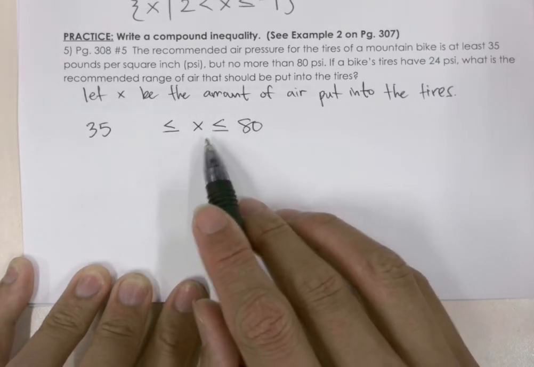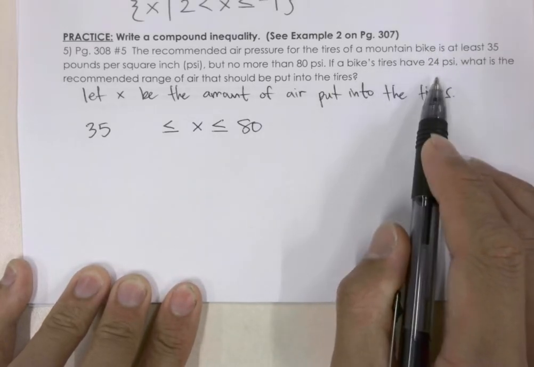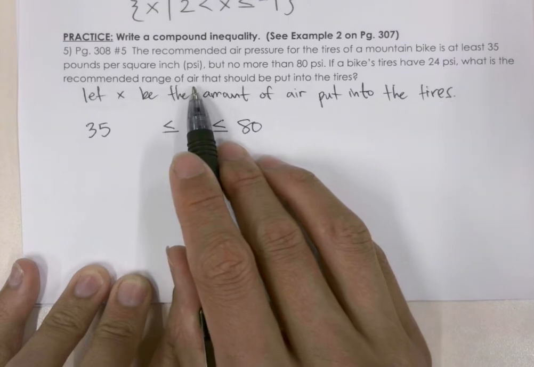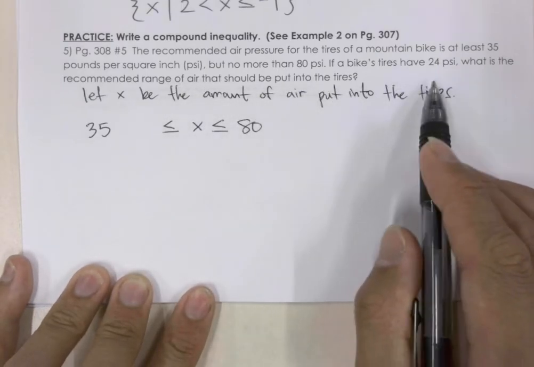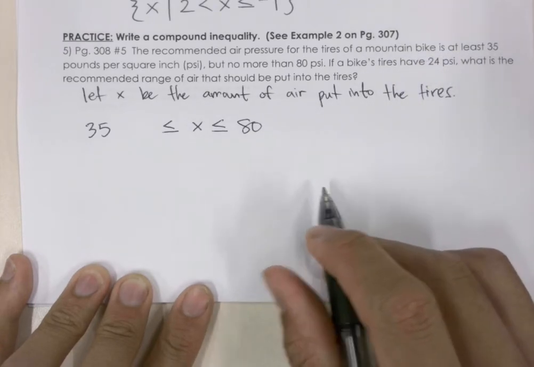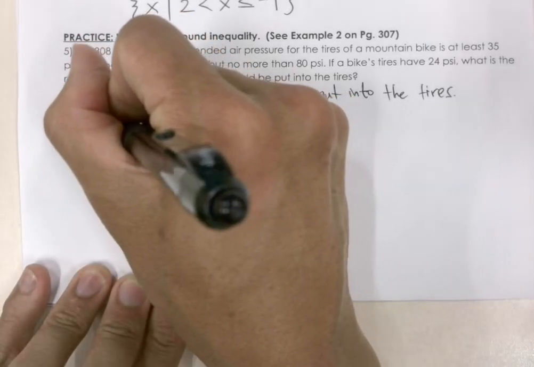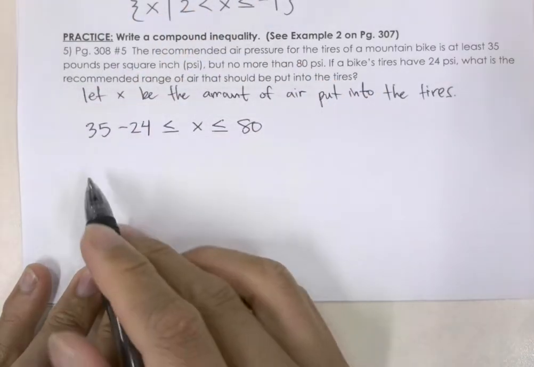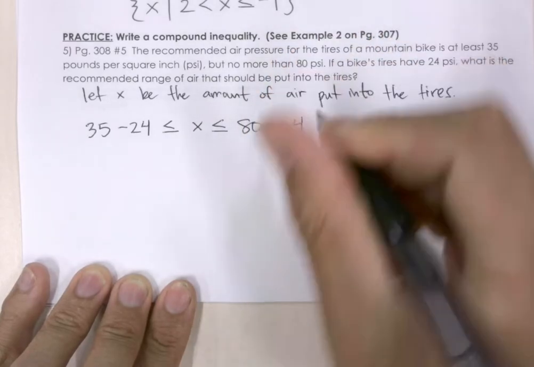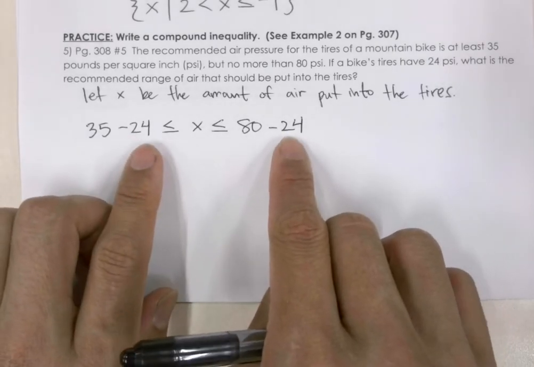However, this problem states that the bike's tires currently have 24 pounds per square inch. And the question is asking, what is the recommended range of air that should be put into the tires if the tires currently have 24 pounds per square inch? So what we need to do is take this recommended range, and we need to subtract 24 from the low end, and we need to subtract 24 from the high end, because the bike already has 24 pounds per square inch.